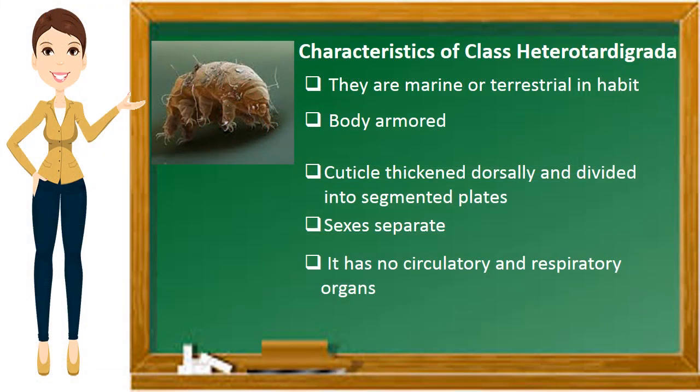Characteristics of class Heterotardigrada are: they are marine or terrestrial inhabitants. Body armored. Cuticle thickened dorsally and divided into segmented plates. Sexes separate. It has no circulatory and respiratory organs.